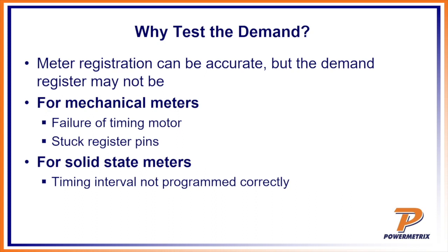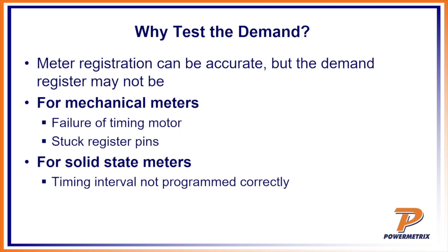So why do we test the demand? For a mechanical meter, it's a little more complex. For solid state, from what I've found, it's mostly just a programming error. So they don't have the timing, the billing interval, or the program correctly. For example, it should be a 15-minute, but it comes up as a 30-minute demand interval. That's a big problem, obviously.